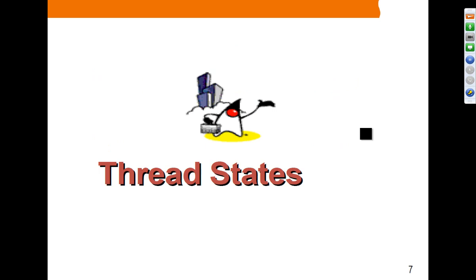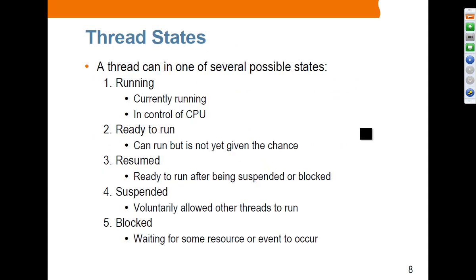Okay, so thread state. A thread could be in one of these 5 states. Running is actively running, so it's in control of the CPU. Ready to run means it can run, but it's not given a chance yet, so it doesn't have a CPU. Resumed is ready to run after being suspended or blocked. And then suspended means voluntarily allowing other threads to run. A thread can suspend itself, and then it becomes a suspended state. Blocked means the thread is not doing anything; it's waiting for something to happen, for example some resource to become available or some event to occur, and things like that.